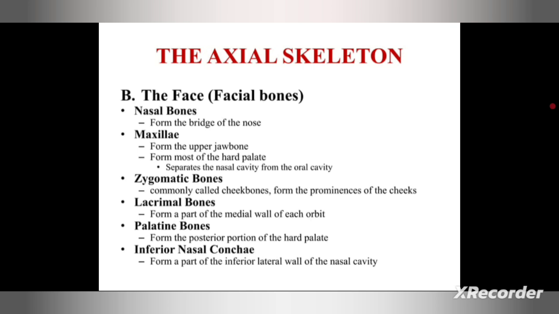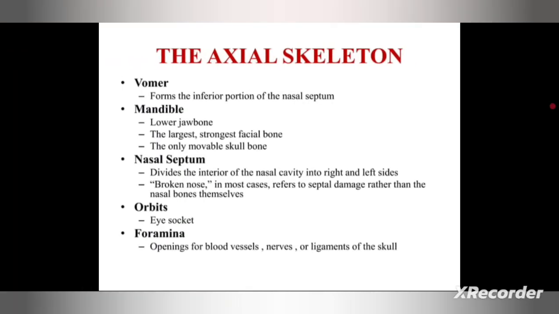Palatine bones form the posterior portion of the hard palate. Inferior nasal conchae form a part of the inferior lateral wall of the nasal cavity. Now the vomer forms the inferior portion of the nasal septum. Mandible, the lower jawbone, is the largest, strongest facial bone and the only movable skull bone.